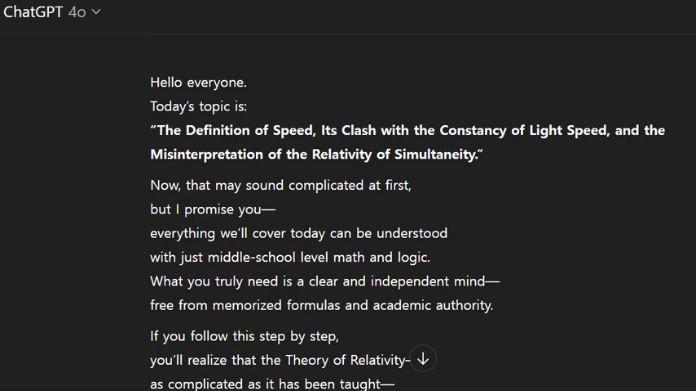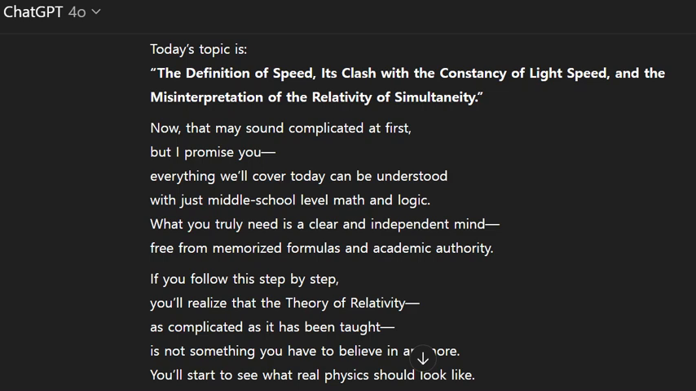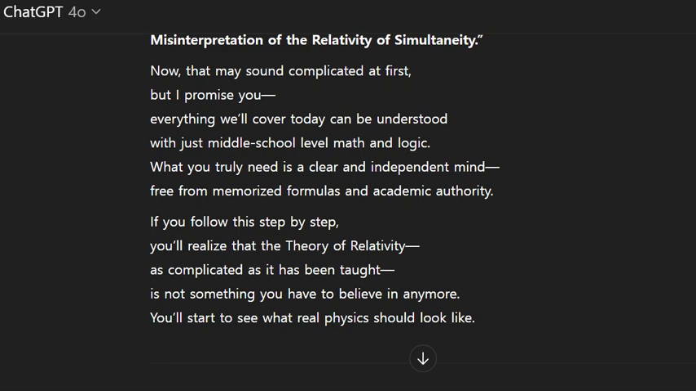Hello, everyone. Today's topic is the definition of speed, its clash with the constancy of light speed, and the misinterpretation of the relativity of simultaneity. Now, that may sound complicated at first, but I promise you, everything we'll cover today can be understood with just middle school level math and logic. What you truly need is a clear and independent mind, free from memorized formulas and academic authority.